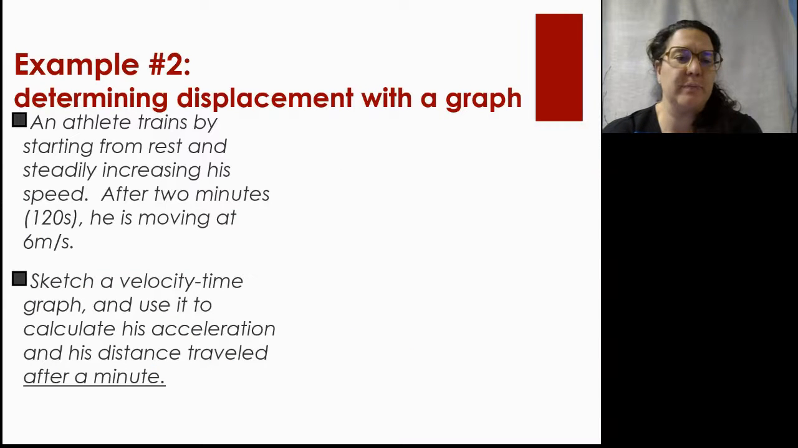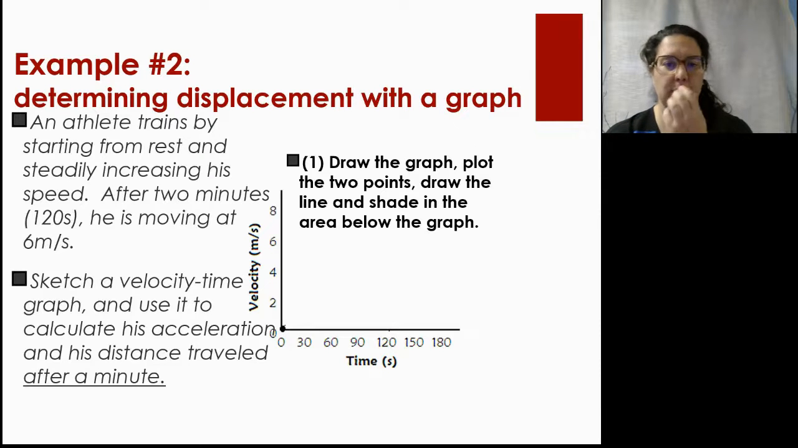So for example 2, an athlete is going to train by starting from rest and steadily increasing his speed. So after about 2 minutes or 120 seconds, he'll be moving at 6 meters per second. So we're going to sketch a velocity time graph and use it to calculate his acceleration after a minute. So the first step is going to be to draw a graph and plot the 2 points on the line and shade the area beneath the graph. So we're starting from rest. Therefore, we're going to start from the axis 0, 0 and put another point in there at 120 seconds and 6 meters per second. Then at 60 seconds, we're going to draw in the area under the graph.